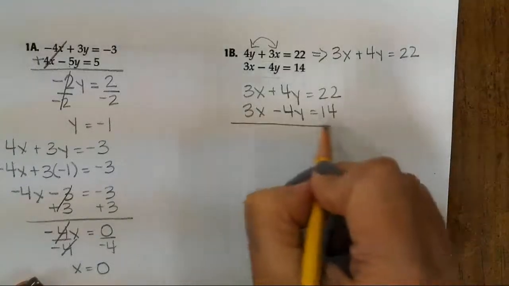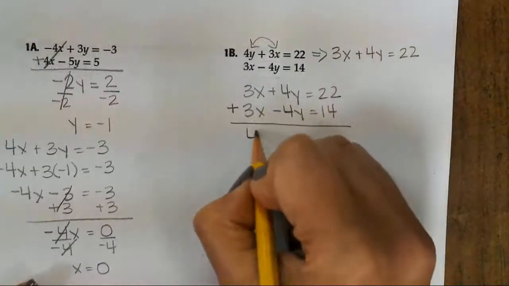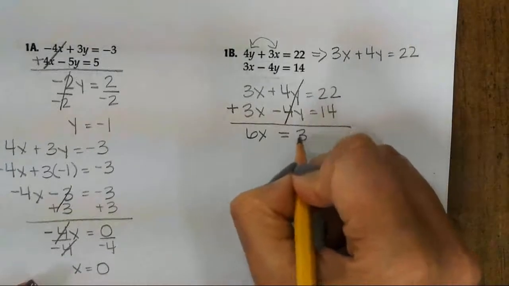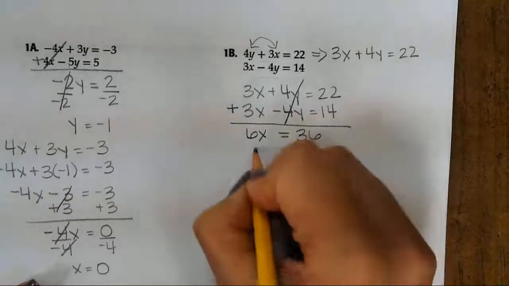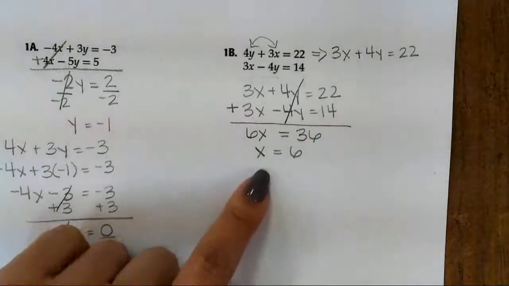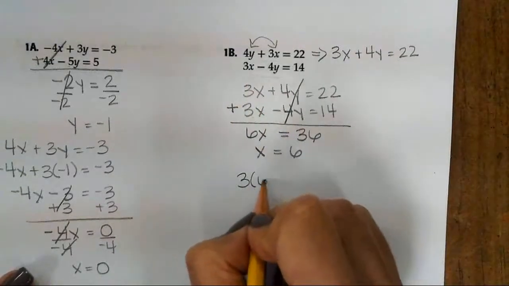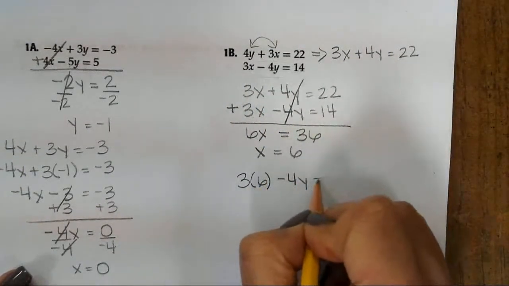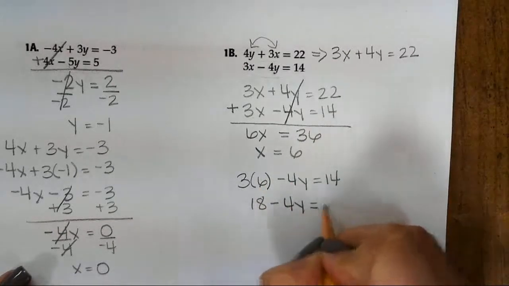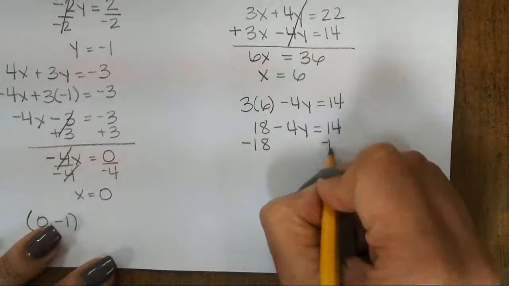Okay, so if I add, I have 3 plus 3 is 6. These cancel, and I'm left with 36 here. Divide both sides by 6, you get that x is equal to 6. Substitute that x into your equation. I'm going to go ahead and just do it on the bottom one. So I have 3 times 6 minus 4y equals 14. So I have 18 minus 4y equals 14. Subtract my 18 from both sides.